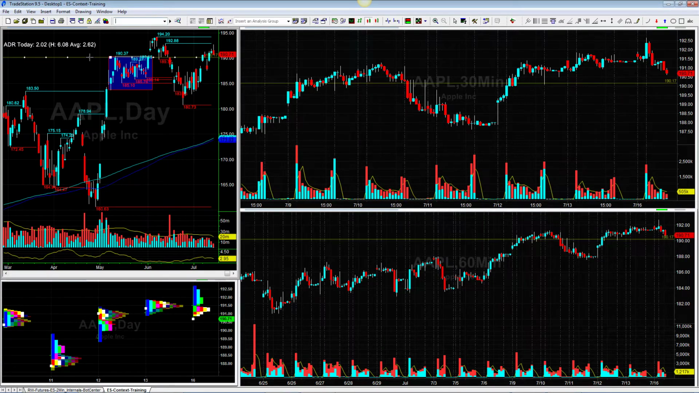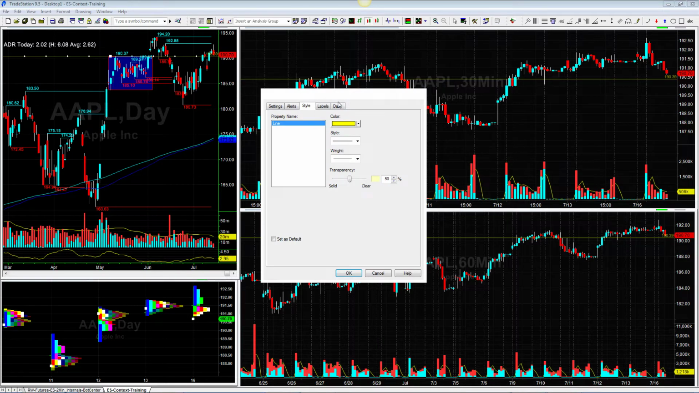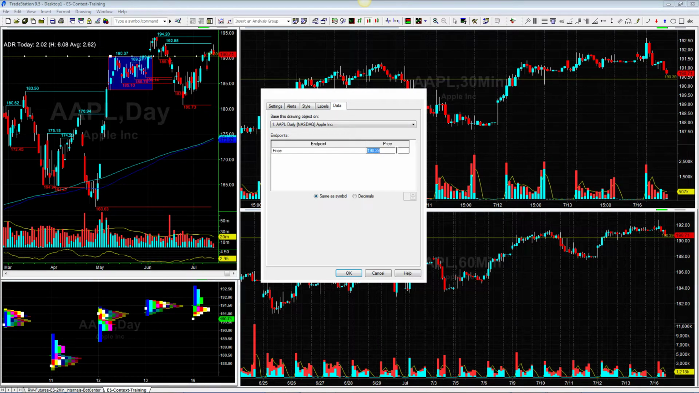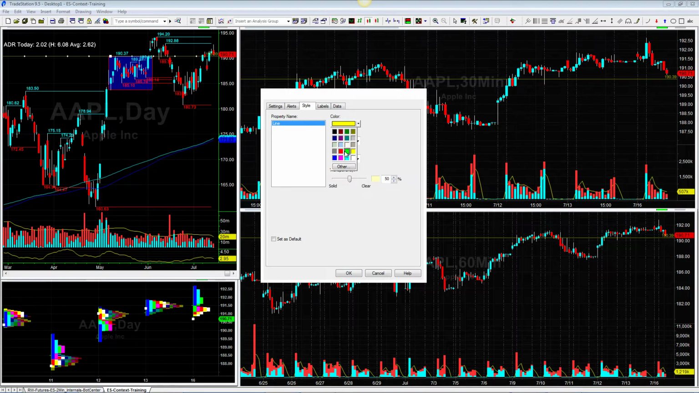So simple thing, I'm going to drop a line right here. There you go, and you can see it replicated across my other time frames. And I'll color code it just to make life easy. Make sure it's the right number. So it's 190.37. All right, and then we're going to change the color on this. There we go, make it a nice green.